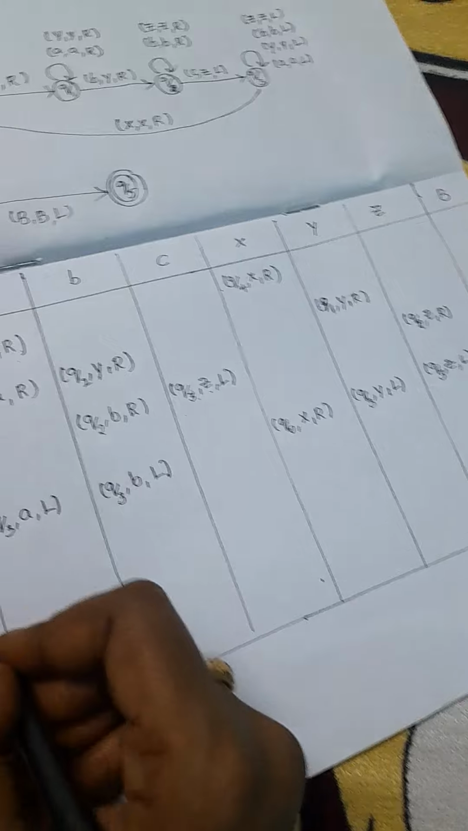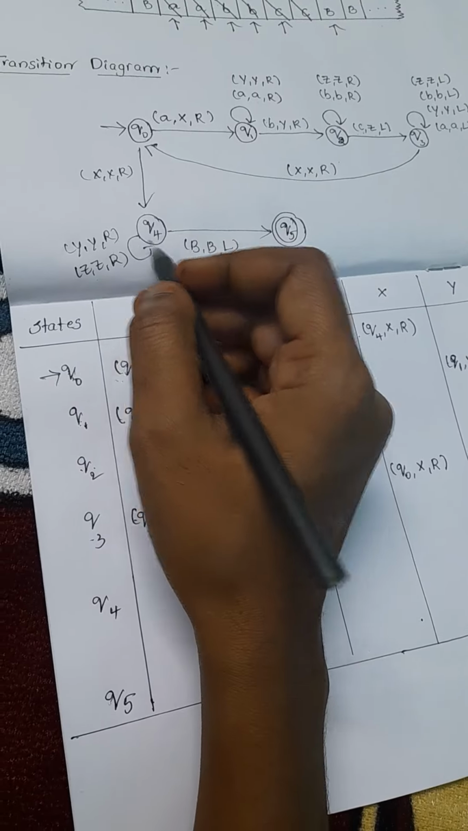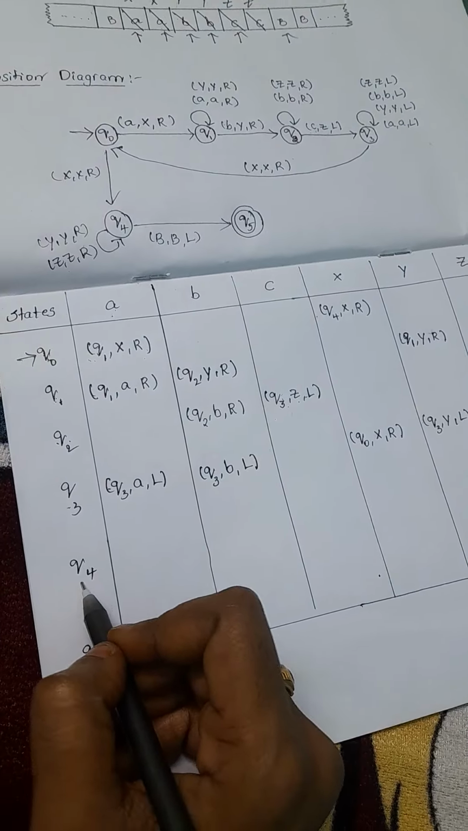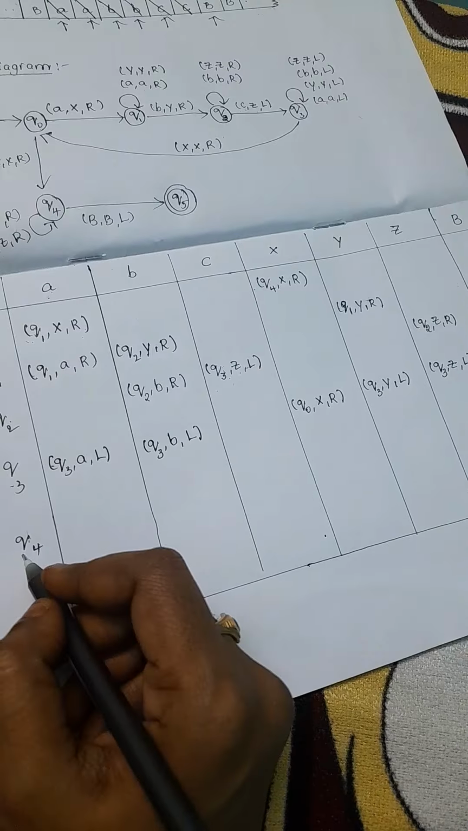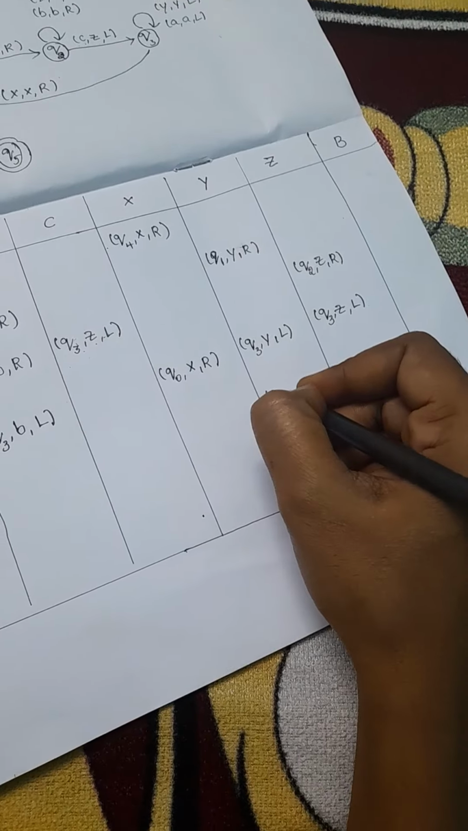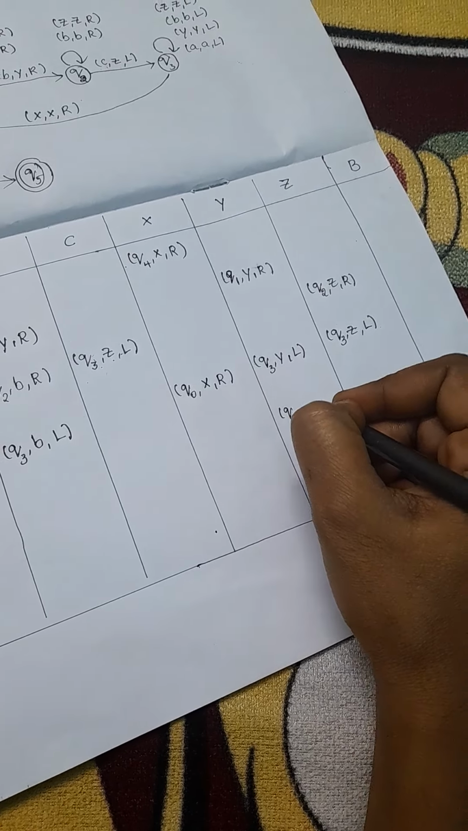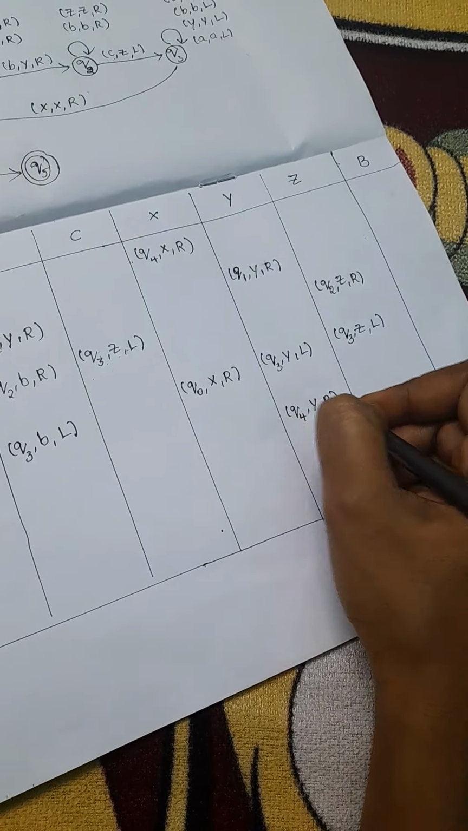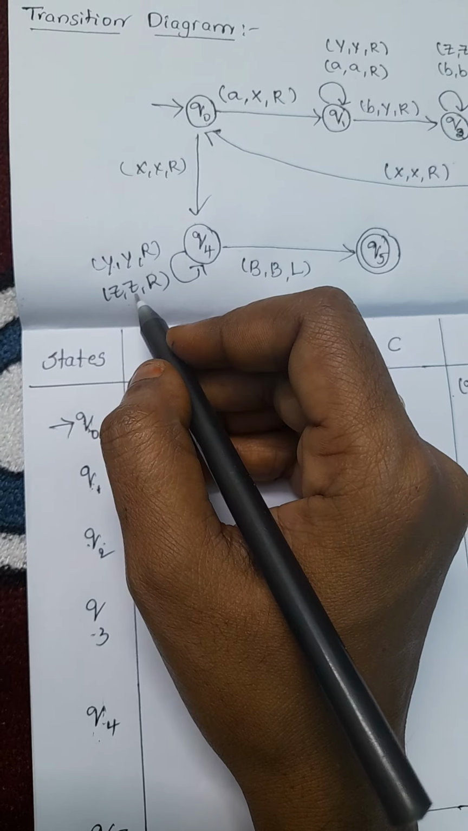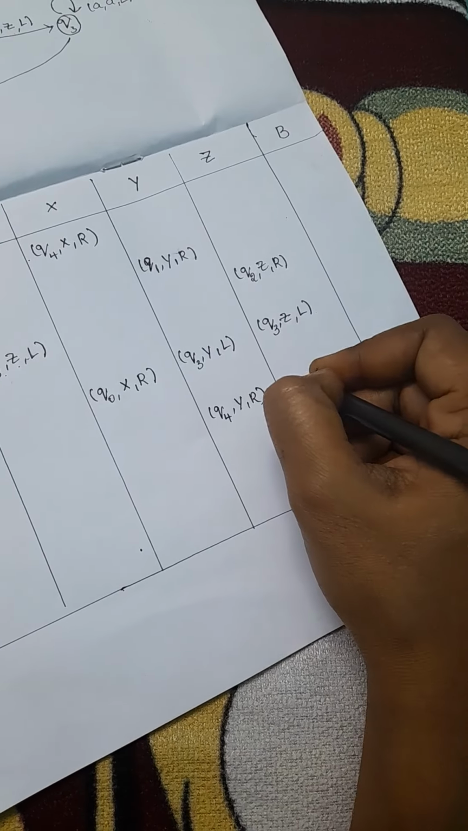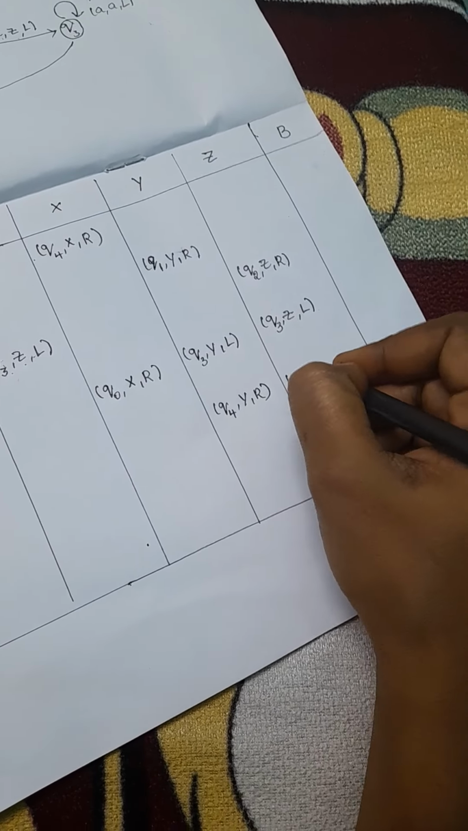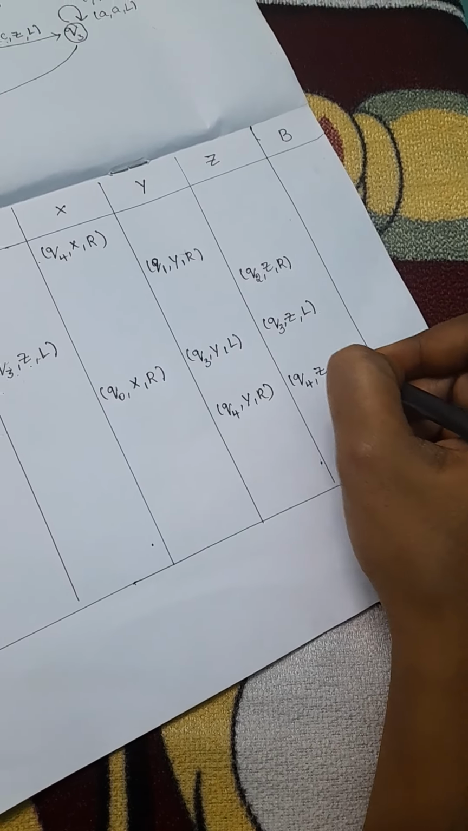So that's why again the Q4 state. On the Q4 state we will have the self loops. Q4 state, here Y self loop, while we are reading Y. Q4 Y. Self loop, so Q4 only, Y remains Y only, we need to move right. And here we have the Z function also. So Q4 only, Z only, and we need to move right side.